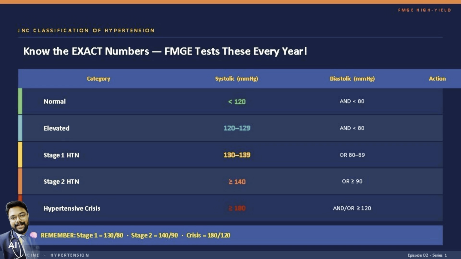Also remember, isolated systolic hypertension means systolic above 140 with a normal diastolic. This is most common in elderly patients and is tested frequently in FMGE.